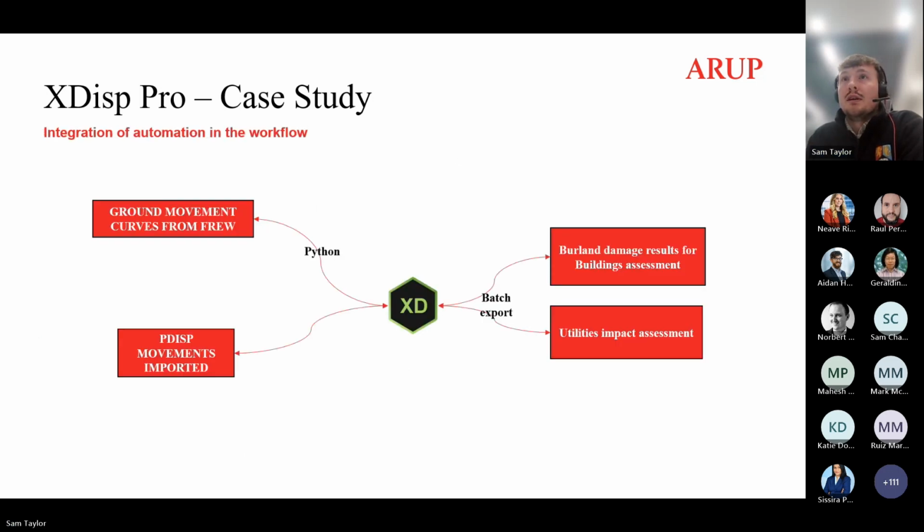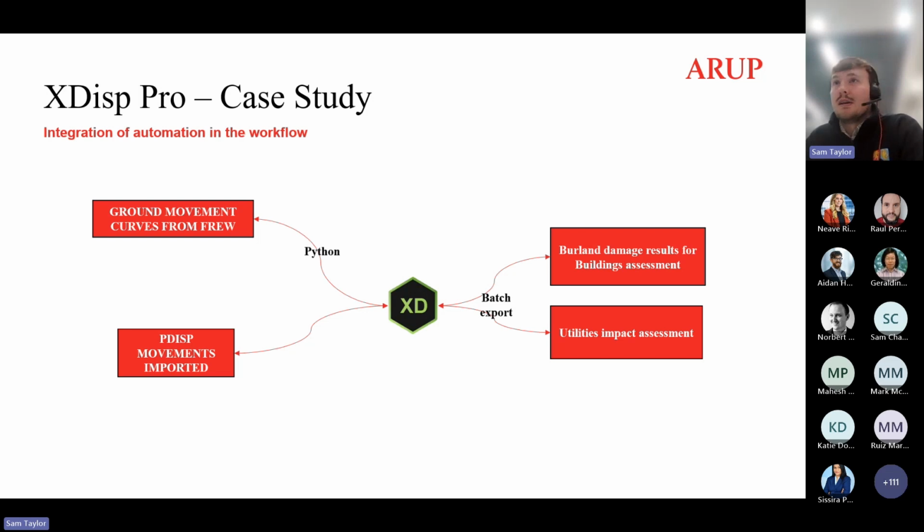So the workflow from how we wanted to do this was actually we used Through and PDisp, which Sarah briefly mentioned in her slides. So we use ground movements. So we created ground movement curves from the deflection profiles from Through. We used a Python script to then input that into XDisp. We then also used PDisp to generate ground movements due to building unloading and loading.